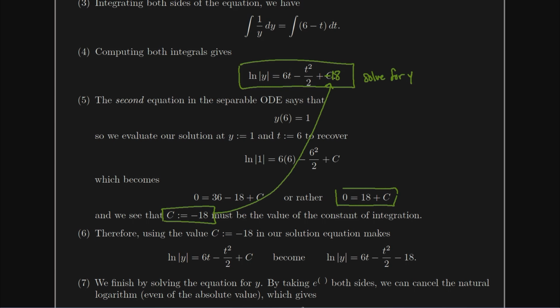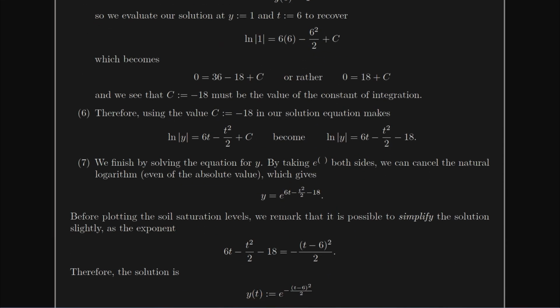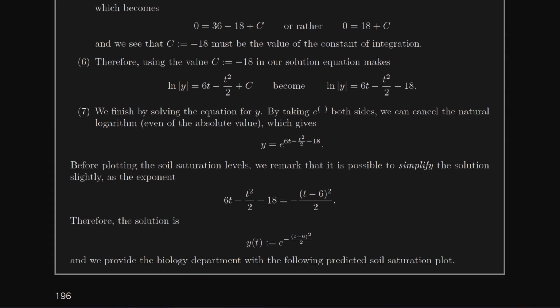To solve that equation for y, I'm going to have to take the exponential of both sides. That gives me y equal to e to the (6t minus t squared over 2 minus 18). We can plot it from this point, but I went ahead and simplified just a little bit. You can simplify 6t minus t squared over 2 minus 18 as negative (t minus 6) squared over 2. That makes it look just a little bit prettier. It makes it very clear that when you plug 6 in for t, you get e to the 0 power, fully saturated. And then it decays, right? It decays as the exponential of a negative quadratic.